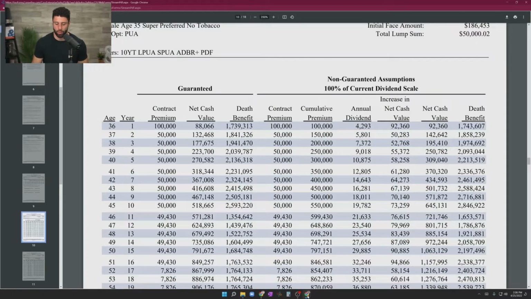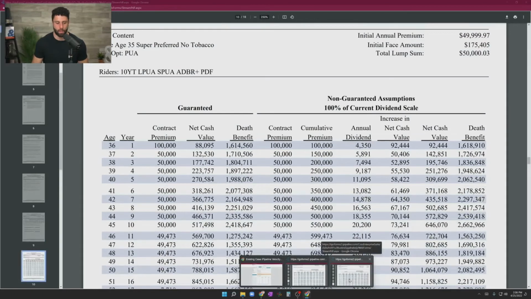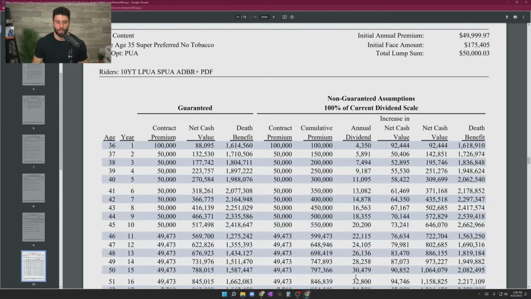So I'm going to pull up the male. We're going to see that the male is the only difference in this policy design. You'll see here, male, age 35, super preferred, all things identical. Contract, all the same, $100,000, $50,000 a year. They're both 85-15 from base to PUA standpoints.